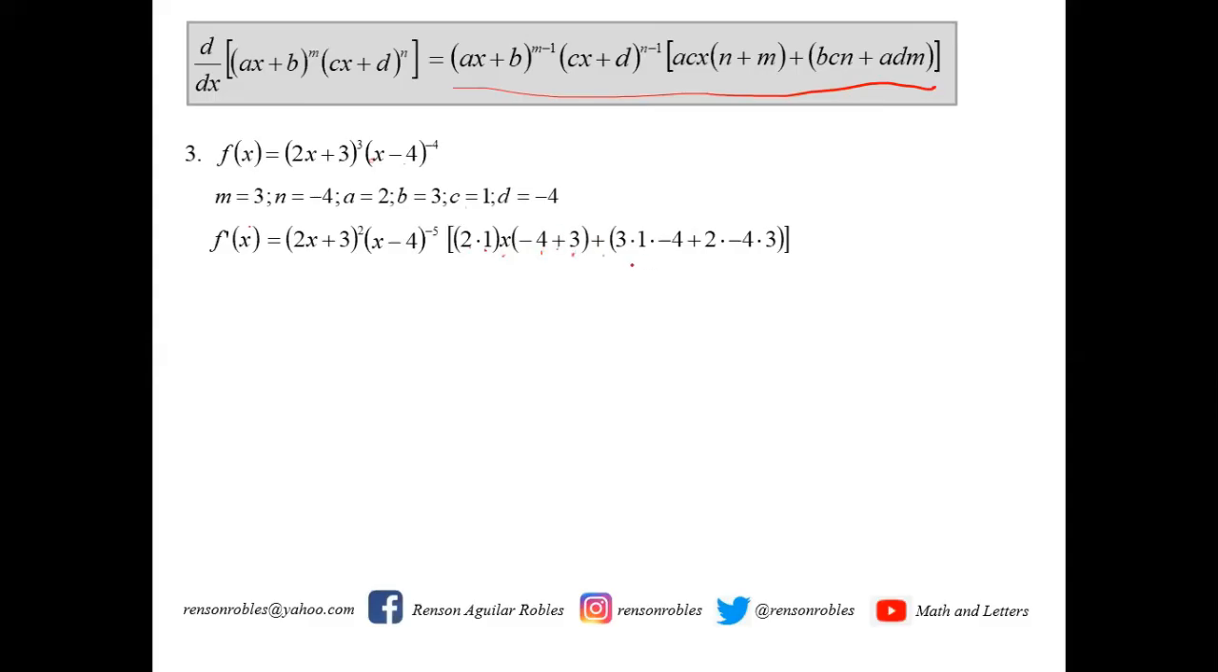Then plus bcn. B, that's 3. C, that's 1. And n, that's negative 4. Plus A, that's 2. D, that's negative 4. And m is equal to 3. Again, so 2 times 1 is 2. Negative 4 plus 3 is negative 1. 3 times 1 times negative 4, this is negative 12. Then 2 times negative 4 times 3, yeah, this is negative 24.